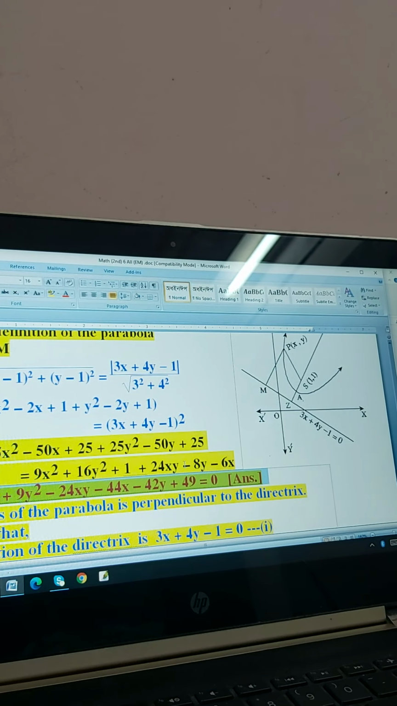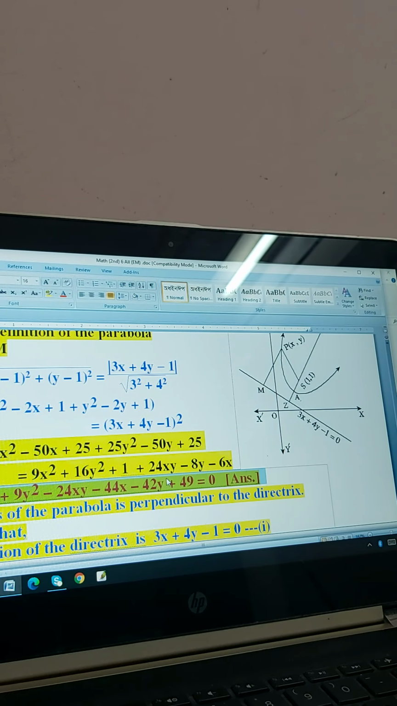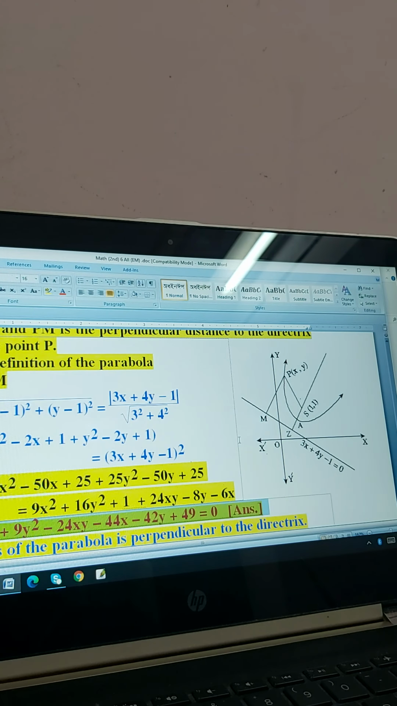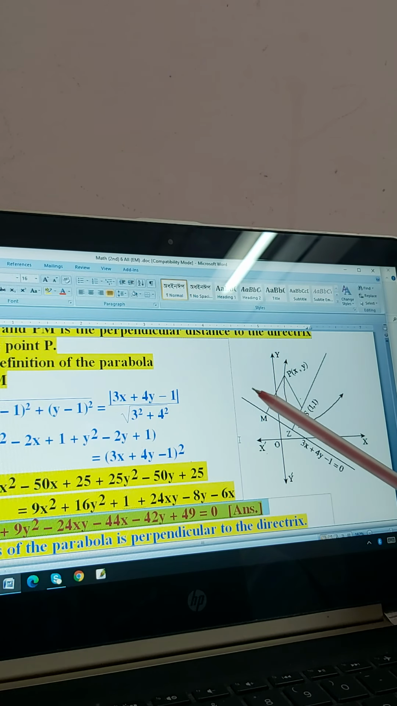Now, the axis of the parabola is perpendicular to the directrix. That is, what is axis? This is the equation of the directrix. This is the axis. What is axis?